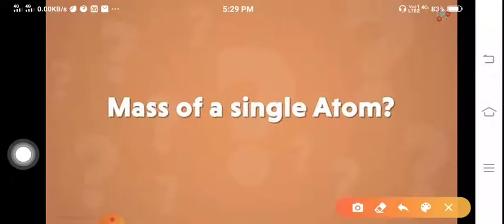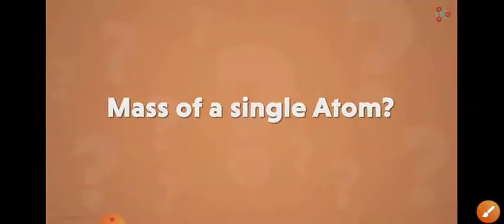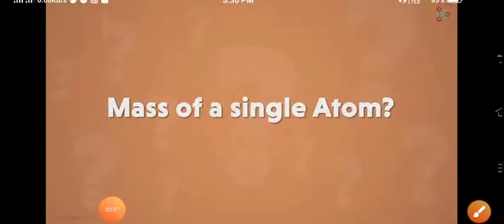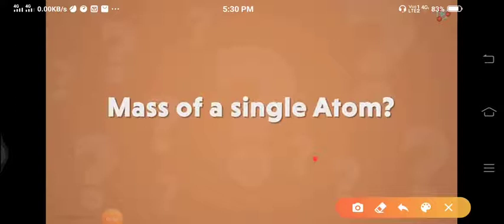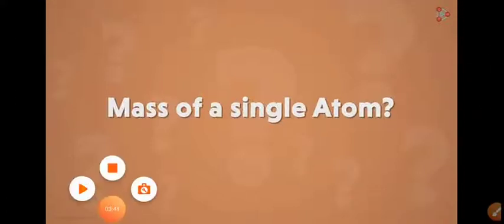Now we have to find the mass of a single atom. An atom is very tiny. Then how to determine its mass? Scientists too struggled with this question. It was not possible for scientists of the 19th century to measure atomic mass accurately, like nowadays when we can find it very easily. We have many instruments.